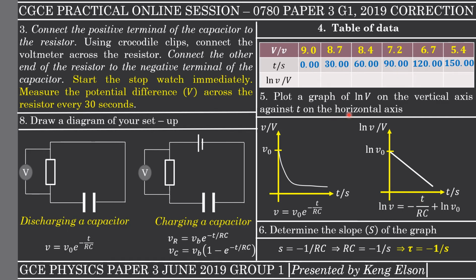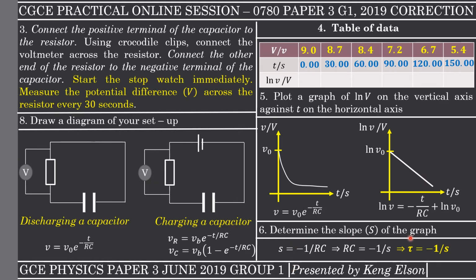You realize that if you linearize this equation, though this equation is not given to you in the whole, you need to have the idea of the theoretical part of these concepts. So if you linearize this equation, what are you going to have? Ln V equal to negative t on RC plus ln V0. So if you plot the graph of ln V against t, the slope is basically negative 1 all over RC and the intercept is ln V0, that is when time is equal to 0, and it has a negative slope. That's why the orientation of the graph is like this.